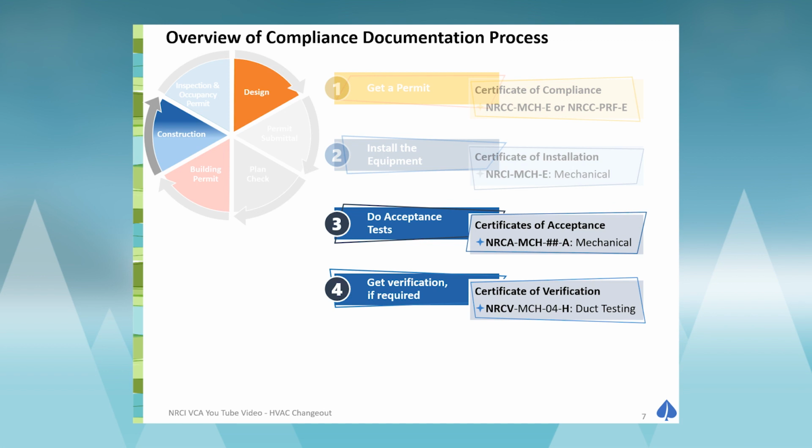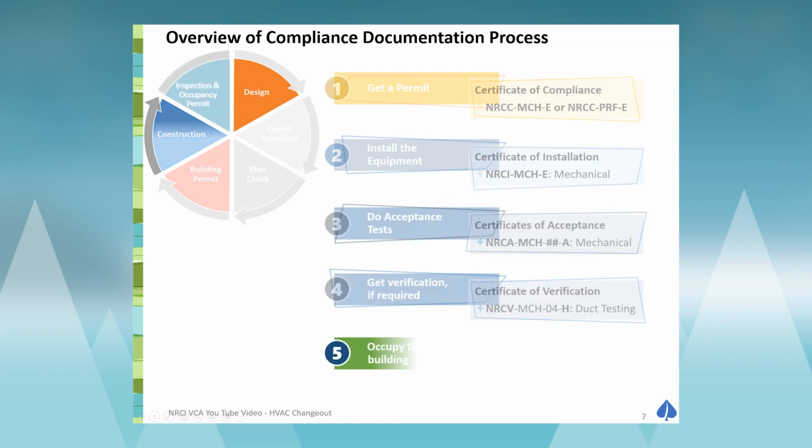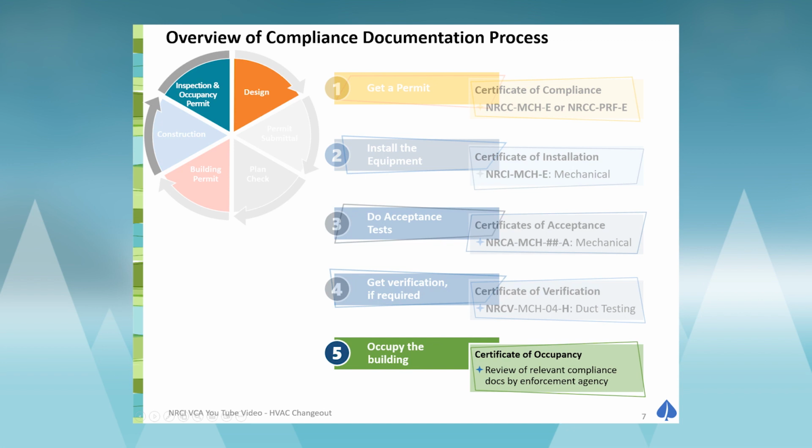At the end of the day, what we want to get is our Certificate of Compliance, or Certificate of Occupancy. We're going to make sure all of these forms are on site and true to the construction that is there. If there's changes during construction, we need to make sure that's reflected with this compliance documentation process.